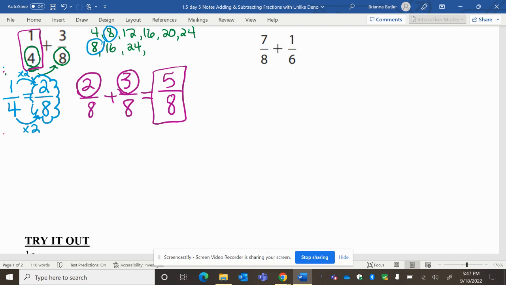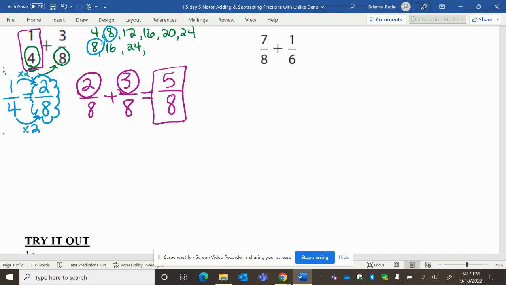For example 1b, we have 7/8 and 1/6. Well, 6 can't go into 8 and 8 can't go into 6, so I don't have anything right here that I'm looking at that would be common. But I do know that 8 goes into 24 and 6 goes into 24. So I could use 24 as a common denominator.